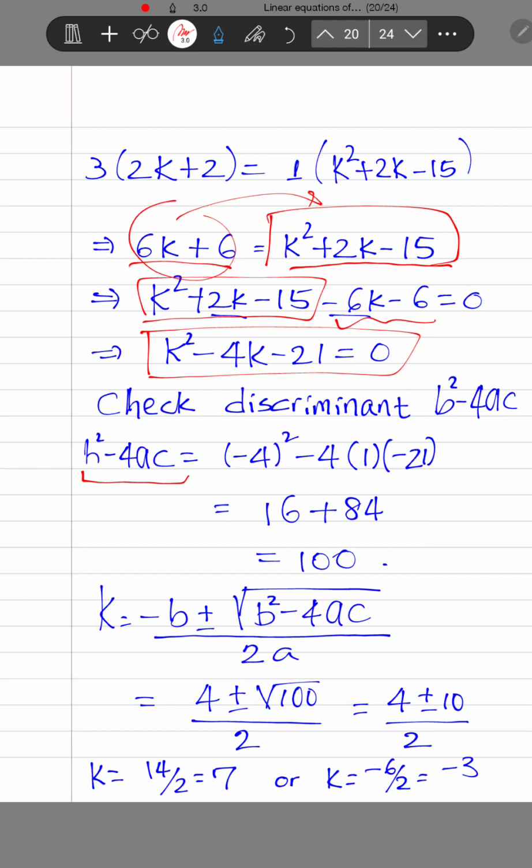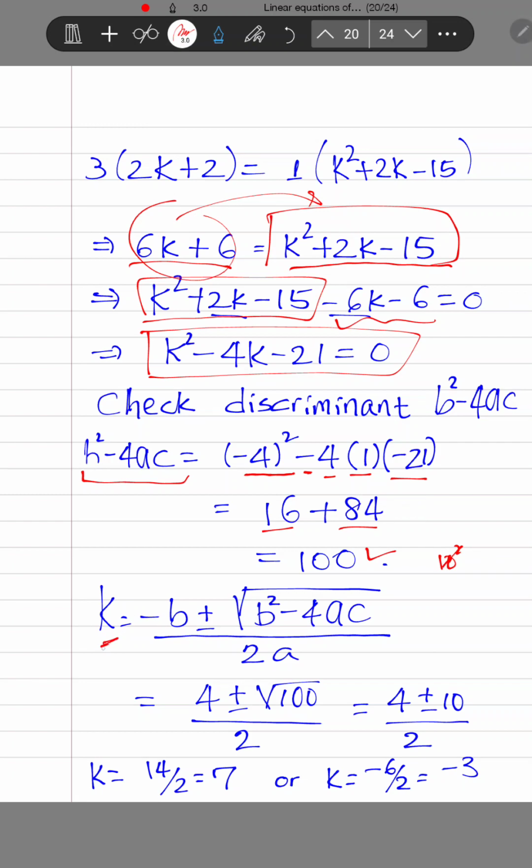This one here. b squared minus 4ac is equal to minus 4 the whole square minus 4ac, which is 16 plus 84, which is 100. Lucky, it is a perfect square. It's 10 squared. So we keep in mind that, no problem. Now we have b squared minus 4ac.